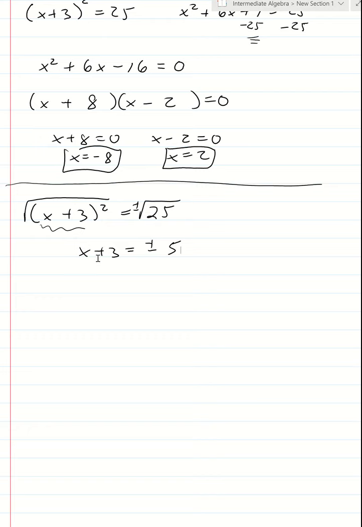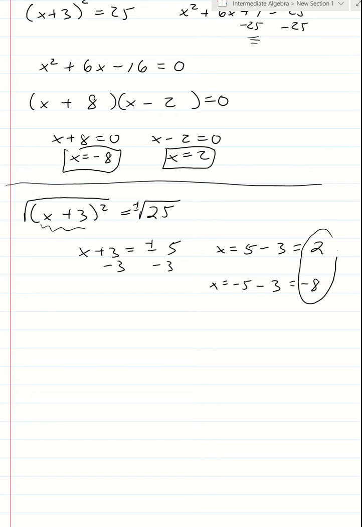But we don't want an x plus 3, we want just x. So to get x alone, we would have to subtract 3 on both sides. And that would give us x equals 5 minus 3, as well as negative 5 minus 3, because that's what we have here as far as a positive 5 minus 3, as well as a negative 5 minus 3. Well, what is 5 minus 3 but 2? And what is negative 5 minus 3 but a negative 8?